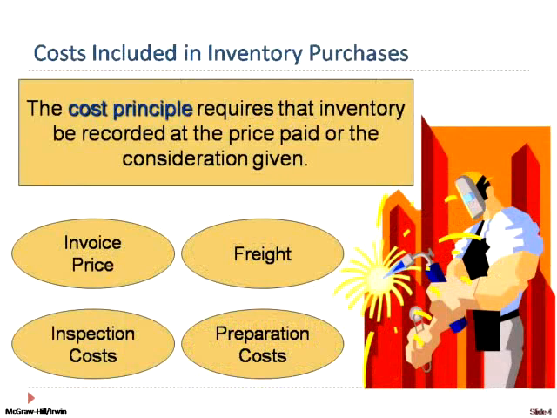The cost principle requires that inventory be recorded at the price paid or the consideration given. Inventory cost includes the sum of the costs incurred in bringing an article to usable or saleable condition and location. In addition to the invoice cost, other common costs included in inventory are freight costs, inspection costs, and preparation costs. In general, the company should cease accumulating costs in inventory when the raw materials are ready for use or when the merchandise inventory is ready for shipment.